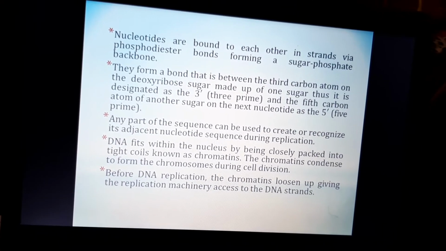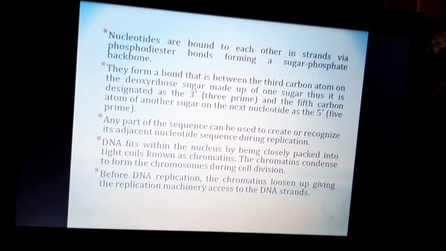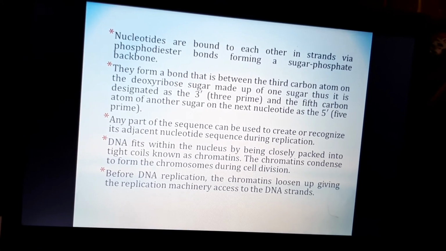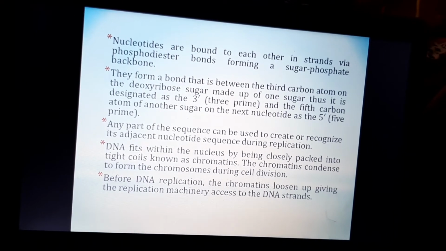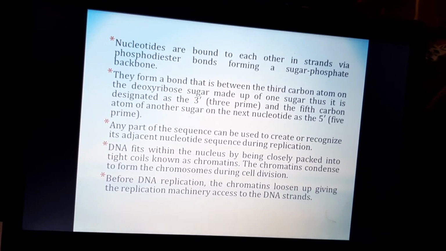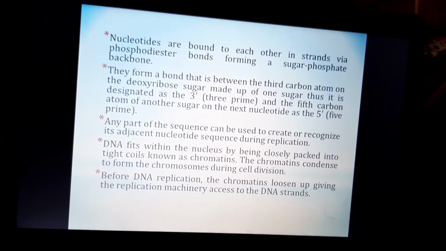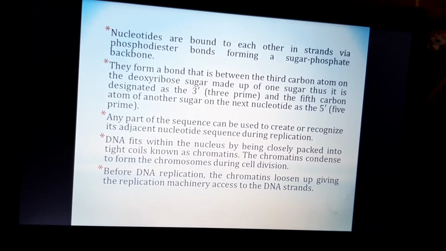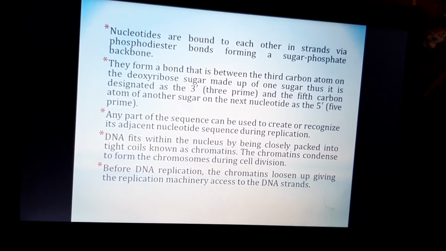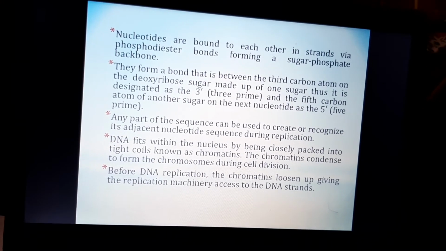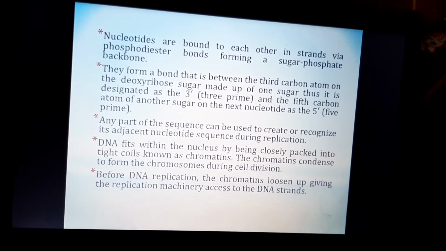So that DNA fits within the nucleus, it is closely packed into tight coils known as chromatin. These chromatins form the chromosomes during cell division. Before DNA replication, the chromatin loosens up, giving the replication machinery access to the DNA strands.